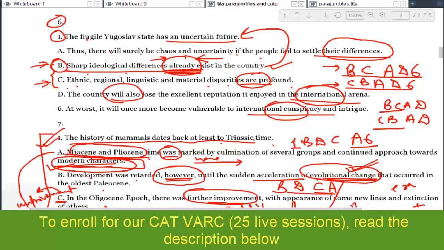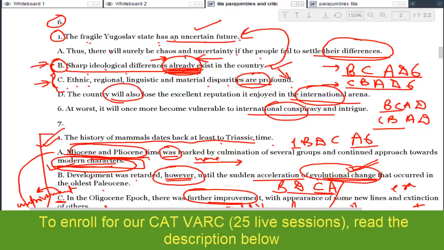So the fragile Yugoslav state has an uncertain future means what? India is likely to lose the match. It has already lost 6 wickets. The other two batsmen are not up to the mark, or may not be able to score 100 runs. So these two are similar ideas; already will not gel with this sentence, but already will definitely gel with this sentence, because it is acting like an emphasis point. Emphasis point for what? The fragile Yugoslav state has an uncertain future.